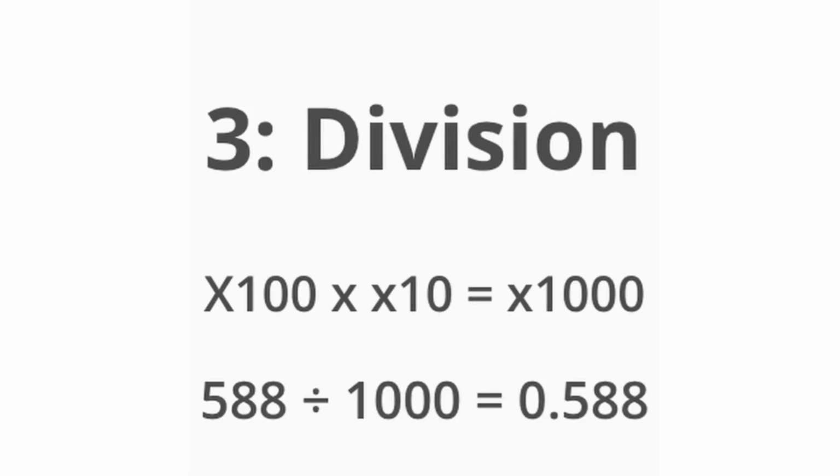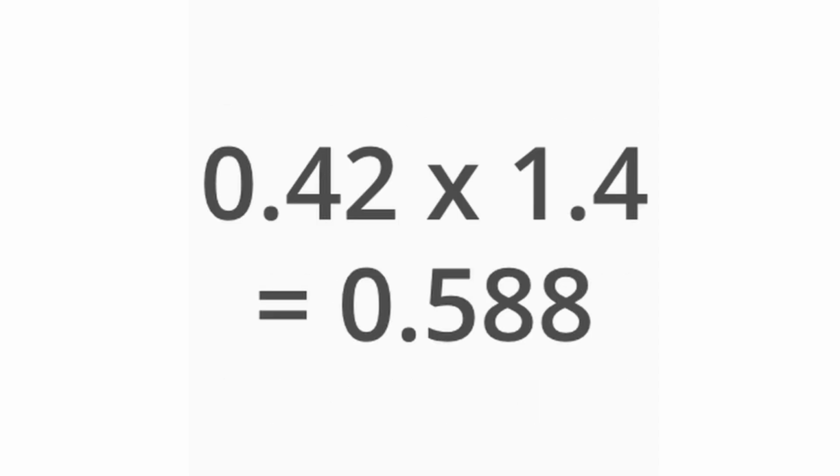Then your last step, the division. You need to figure out the final value. So in the question, you timesed 0.42 by 100 and 1.4 by 10. So you did times 100 multiplied by times 10. There's a lot of multiplication signs there. It's very confusing. And this means in total you multiplied by 1,000. So again, you need to do the opposite. So 588 divided by 1,000 equals 0.588. So here's the answer. 0.42 times 1.4 is equal to 0.588.